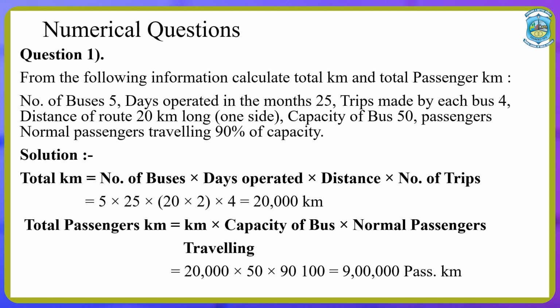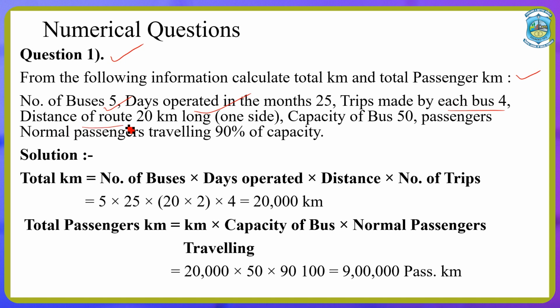Here we have a numerical question which we will try to solve with what we have learned. Question number 1: From the following information, calculate total kilometers and total passenger kilometers. Further details are given. Number of buses: 5. Days operated in a month: 25 days. Trips made by each bus: 4.